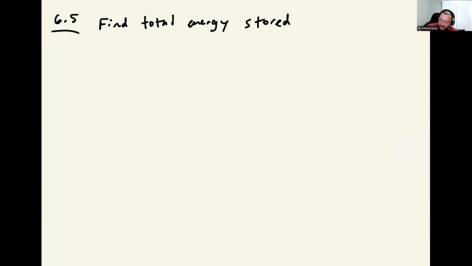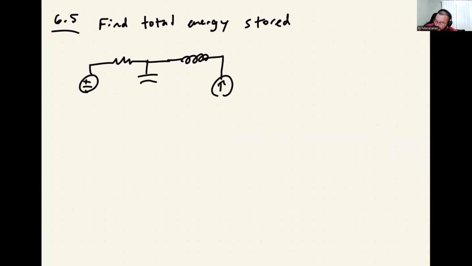Okie doke. So we're looking at example 6.5, and this one's actually a fun one. We're trying to find the total energy stored in this circuit. When I first looked at this, I was a little worried because I wasn't completely sure how to do this. But after reading about it, I quickly figured out what they're trying to accomplish here.